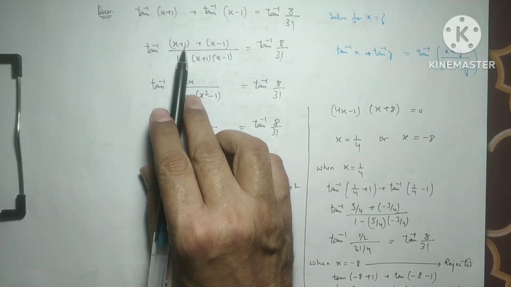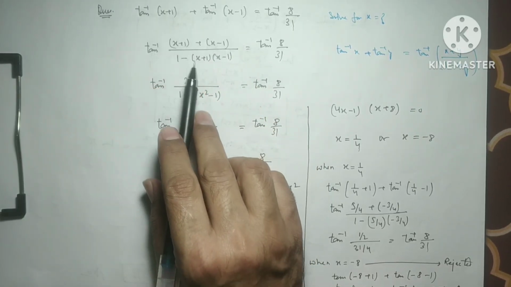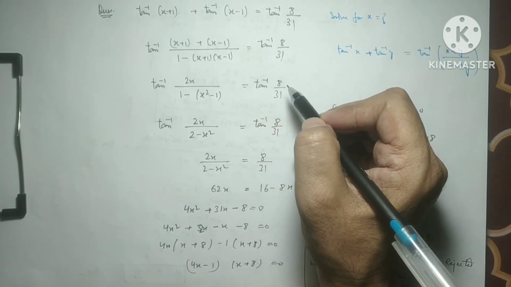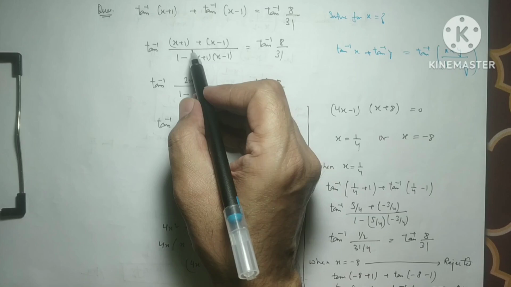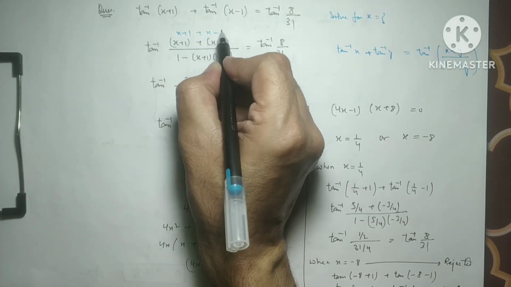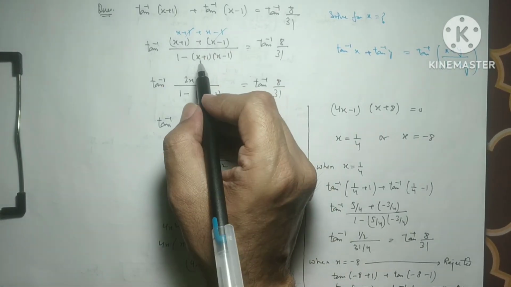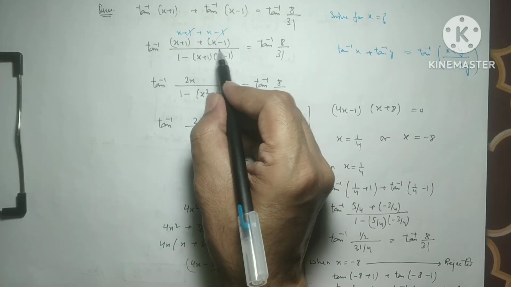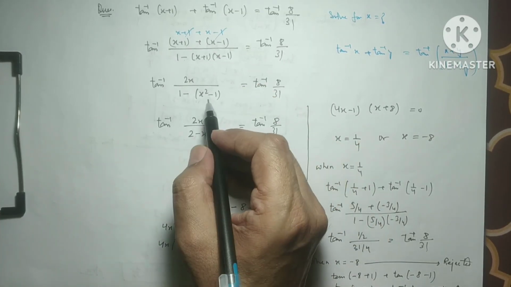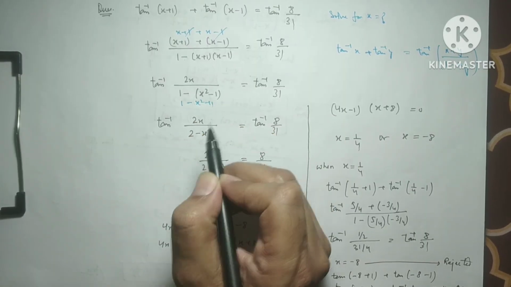So it is x plus 1 plus x minus 1 divided by 1 minus the product of these two, x plus 1 into x minus 1, equals tan inverse 8 by 31. Right now when we expand this, we get x plus 1 and x minus 1. The 1 will be cancelled out and we get 2x. And in the denominator, there is the a square minus b square formula, so 1 minus x square minus 1, so it becomes 1 minus x square plus 1.